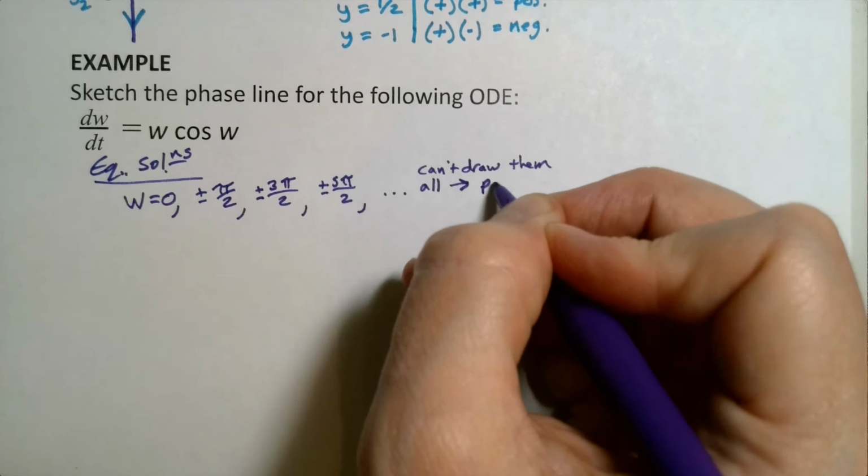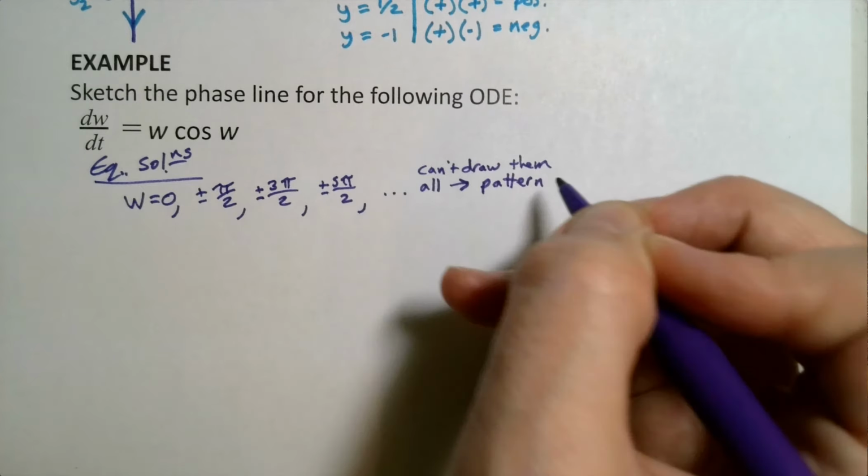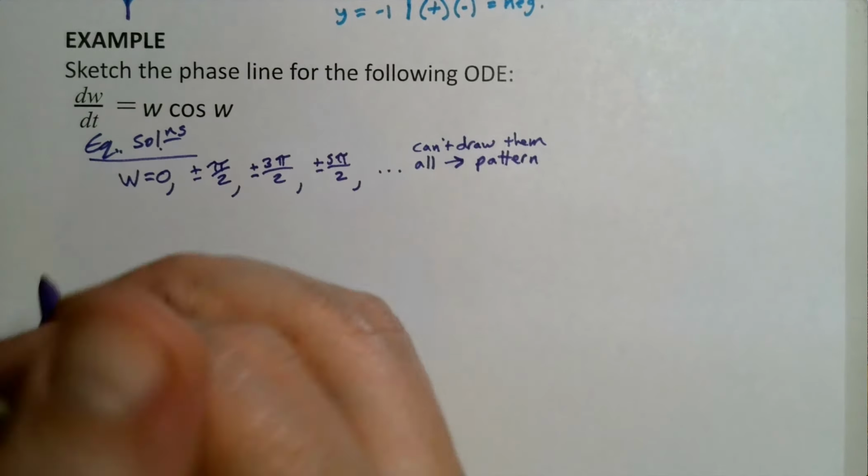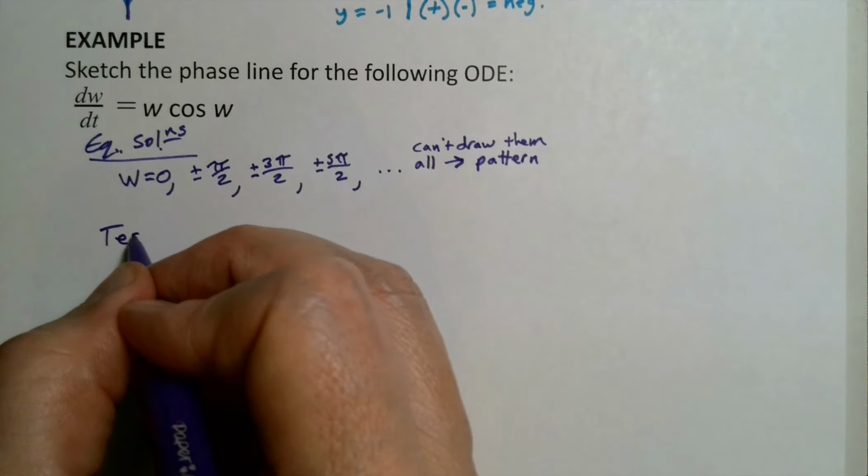Which means we're going to have to look for a pattern and see if we can spot a pattern in order to help us understand what's going on on the phase line. But we can still set up some test intervals. So let's test.